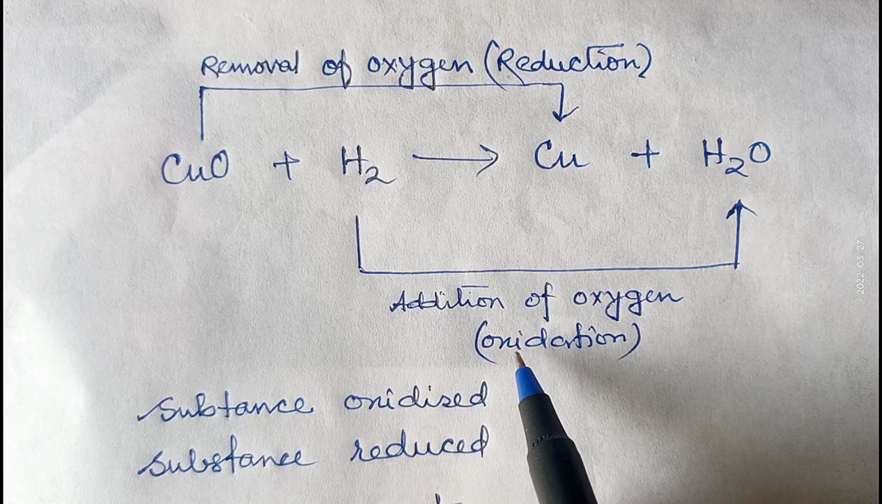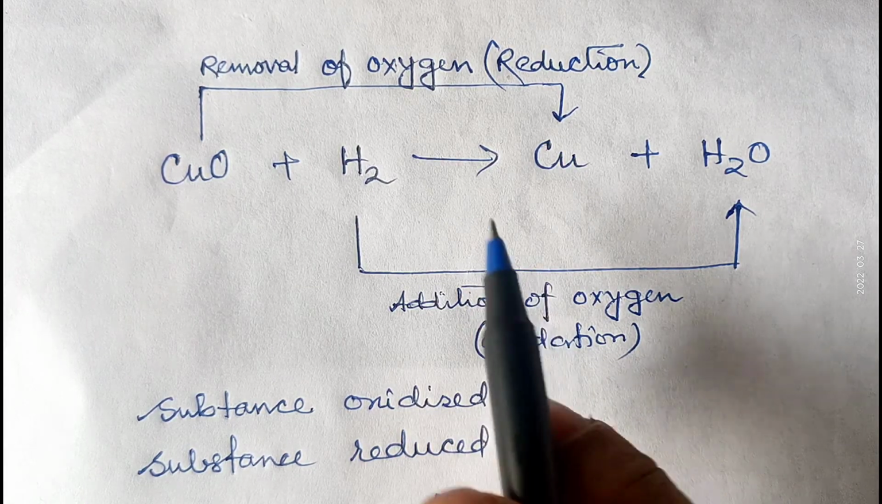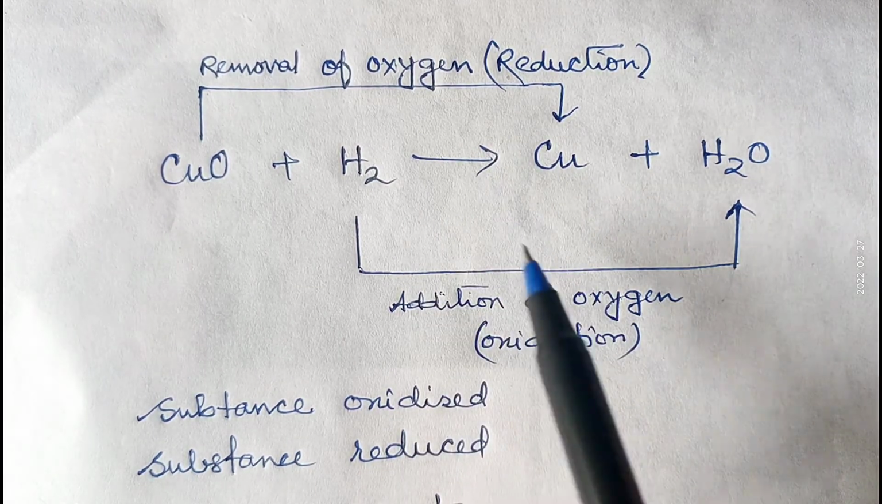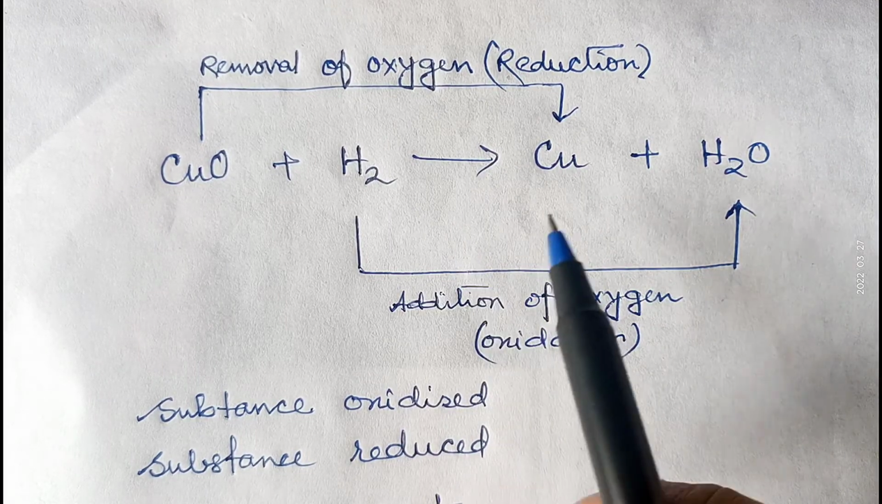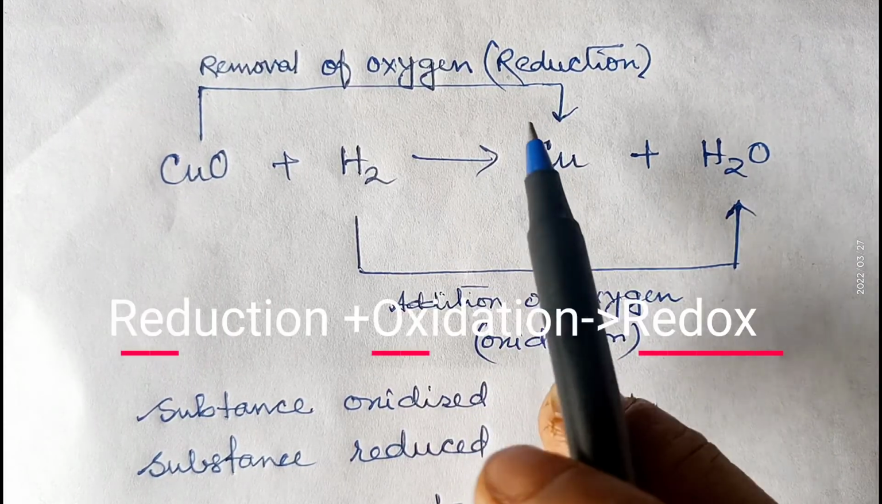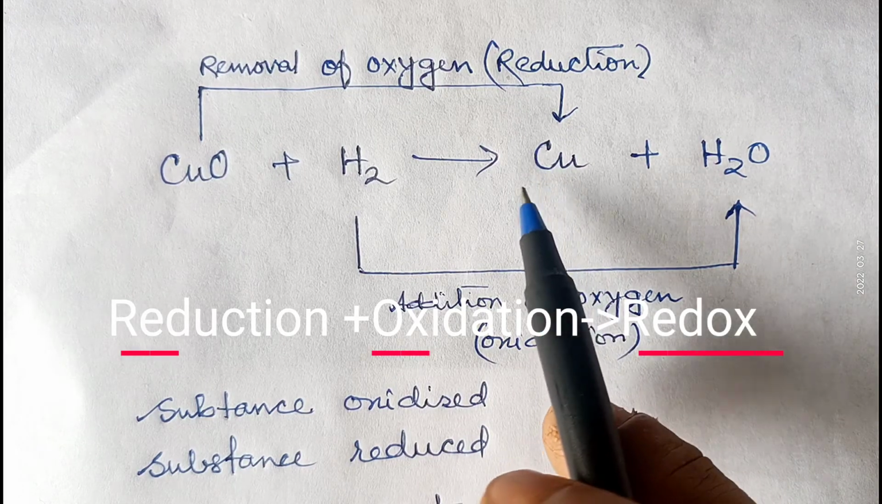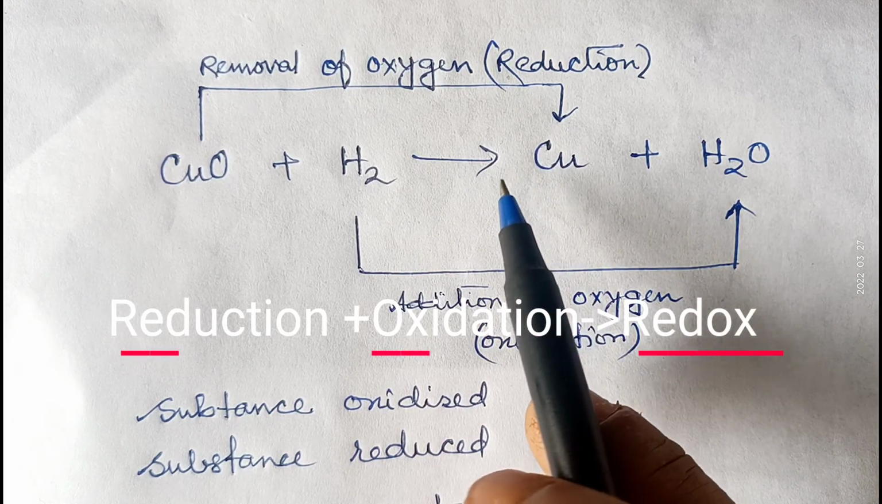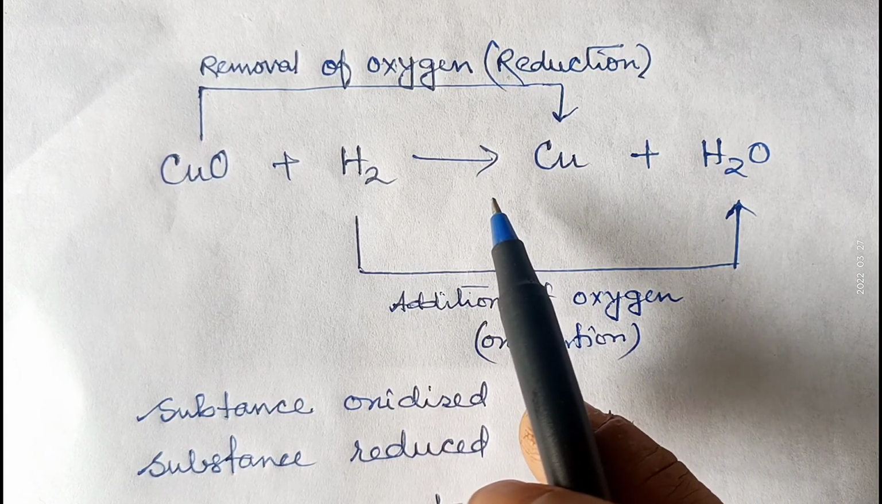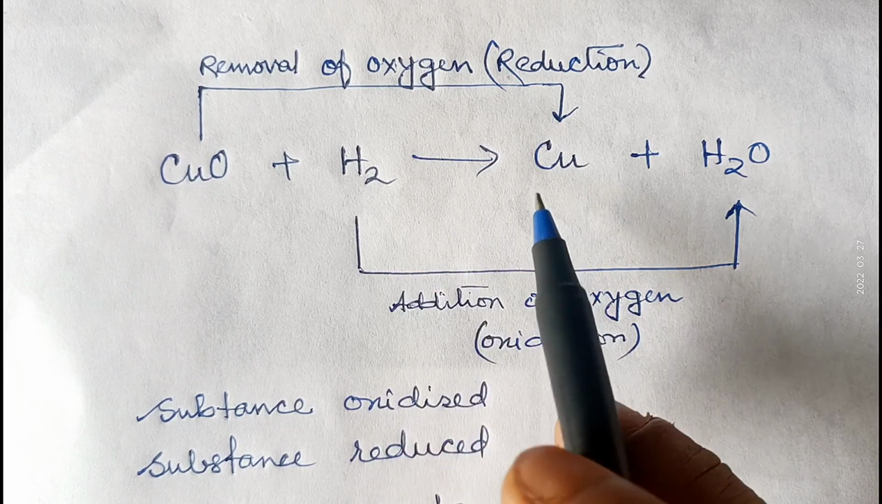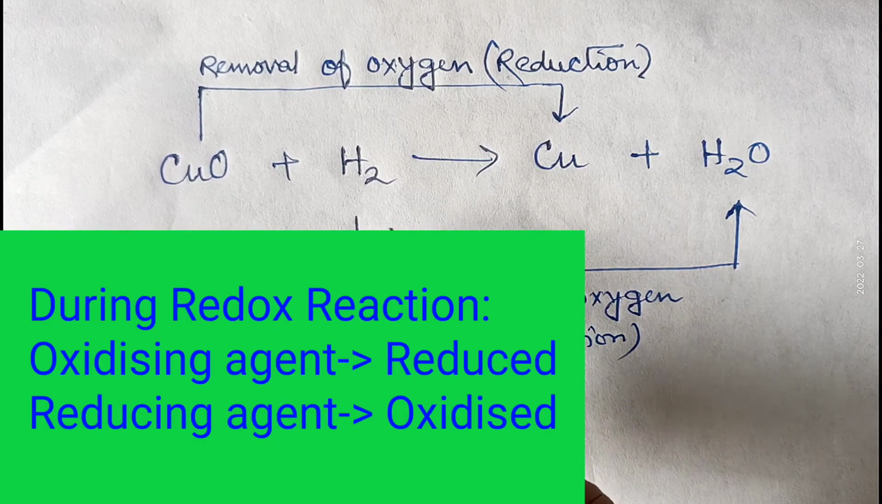Remember students, the oxidation or reduction cannot occur alone. The oxidation and reduction, these two are complementary to each other. So when oxidation and reduction take place simultaneously, then this type of reactions are called oxidation reduction reaction or simply redox reaction. In case of redox reactions, the oxidizing agent is reduced and the reducing agent is oxidized.